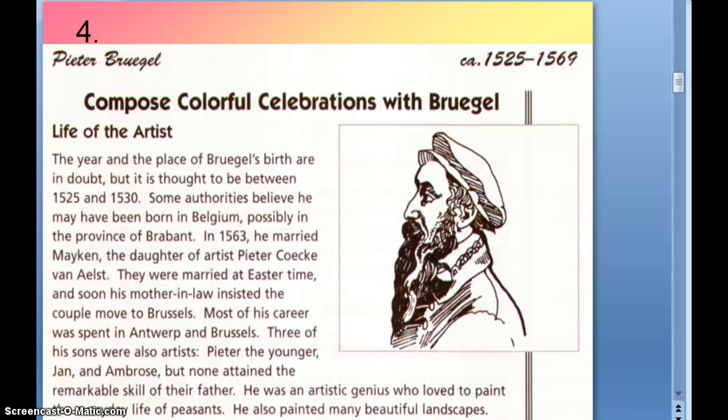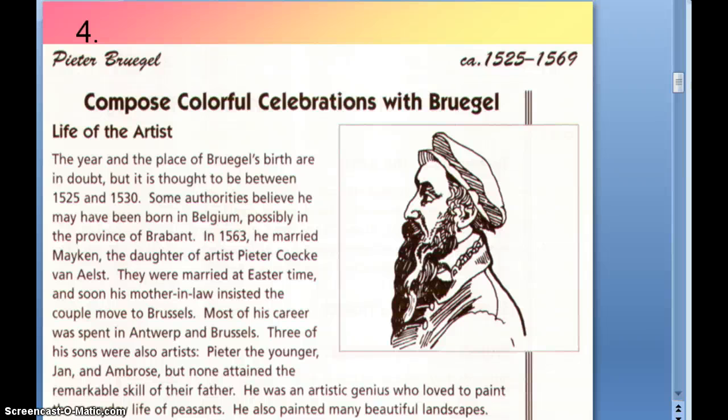Peter Bruegel composed Colorful Celebrations with Bruegel. Life of the Artist. The year and the place of Bruegel's birth are in doubt, but it is thought to be between 1525 and 1530. Some authorities believe he may have been born in Belgium, possibly in the province of Brabant. In 1563 he married Maken, the daughter of artist Pieter Koeck van Aelst. They were married at Easter time, and soon his mother-in-law insisted the couple move to Brussels. Most of his career was spent in Antwerp and Brussels.